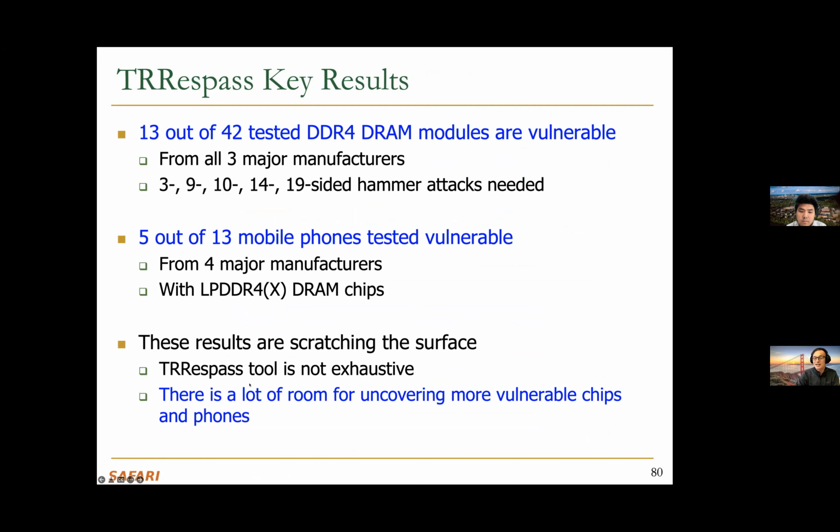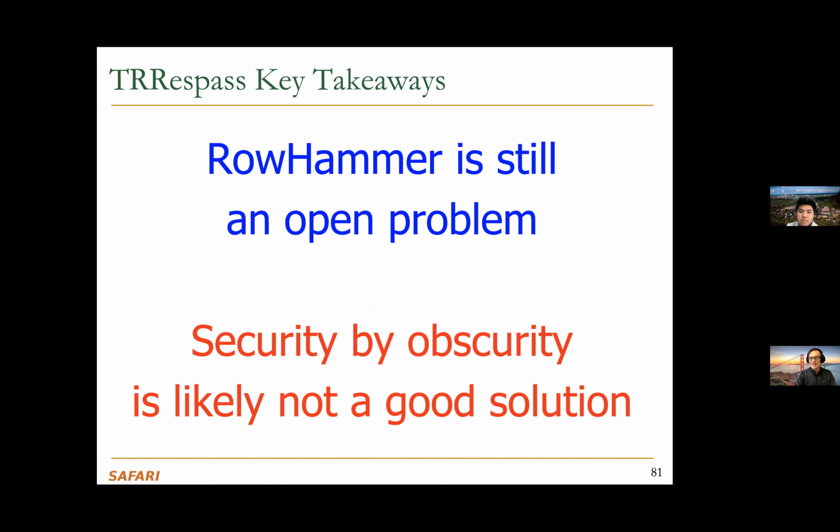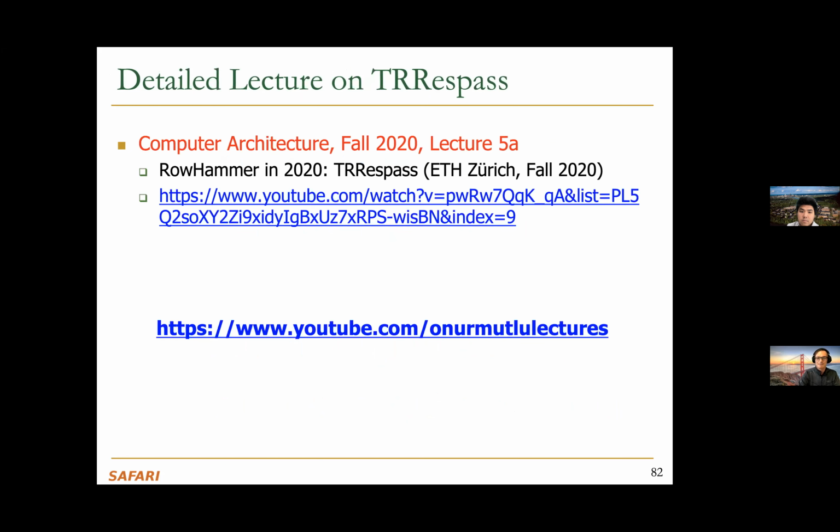And these results were just scratching the surface because our tool was not exhaustive, and there was a lot of room for uncovering more vulnerable chips. Clearly, Rowhammer is still an open problem, and security by obscurity is likely not a good solution. To solve the problem, we really need better security mechanisms implemented in industry.